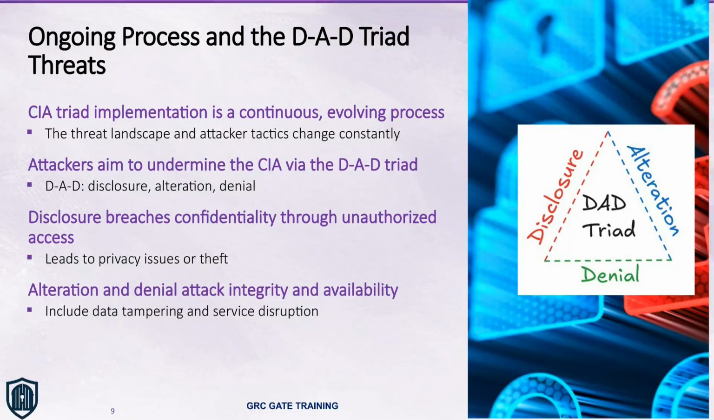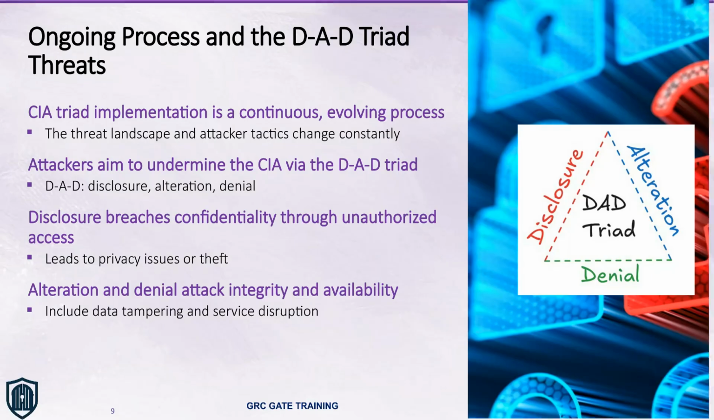Cybercriminals, for example, deliberately aim to undermine the CIA Triad through what is sometimes referred to as the DAD Triad, which stands for disclosure, alteration, and denial. Disclosure occurs when attackers gain unauthorized access to confidential data, leading to privacy breaches or intellectual property theft.